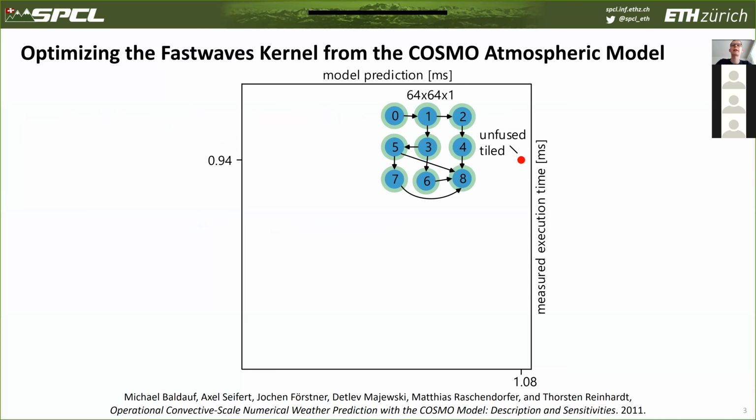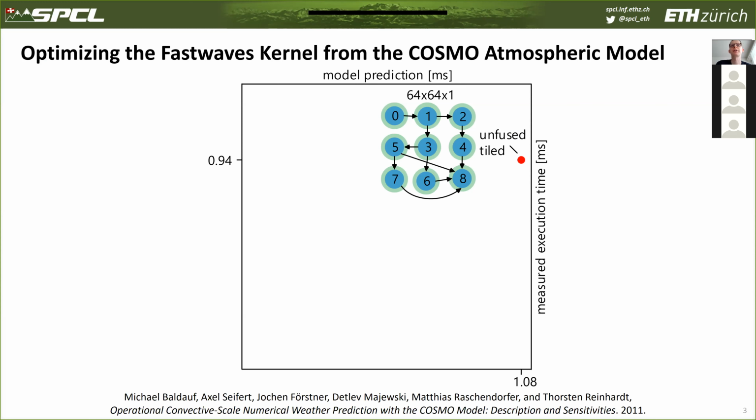To begin with, I would like to give you an overview of the optimization process. On the top right, you see an example stencil program from COSMO with 9 stencils. The blue bubbles are the individual stencils of the program. The arrows show the data flow between these stencils, so inputs and outputs. And the green bubbles show if we fuse 2 stencils. In this example, we don't have any fusion, so it's an unfused implementation, and the tile size is 64 times 64 times 1 for each stencil.